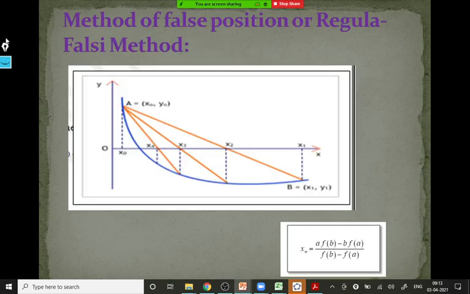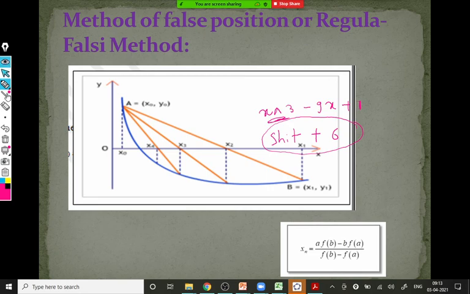Okay, method 2 now. It's regula falsi. This method also works on a similar principle to bisection, that we are going to reduce the interval to get the root there. For this, the method works like this.